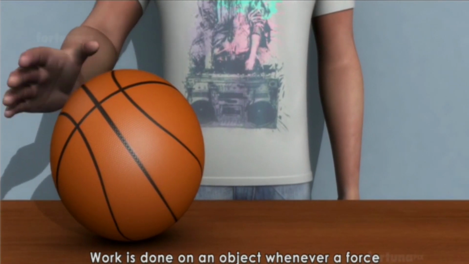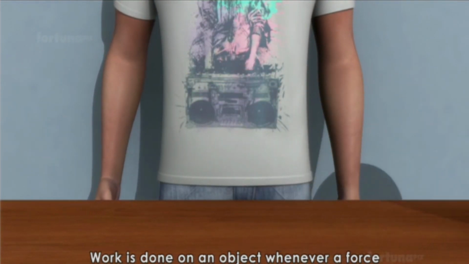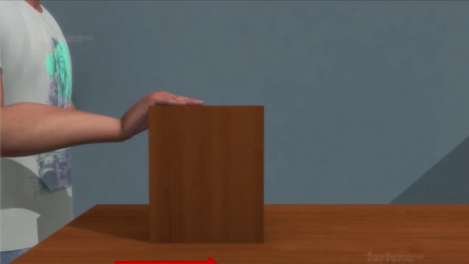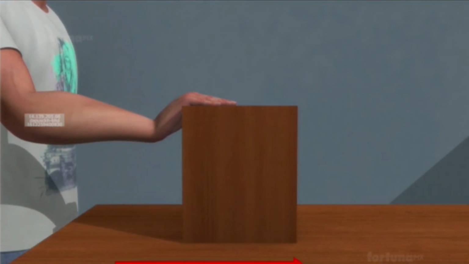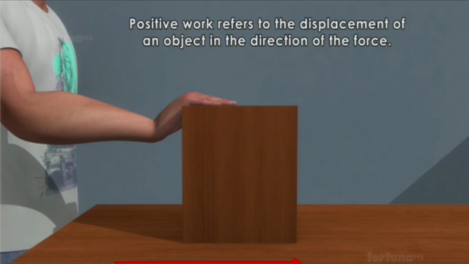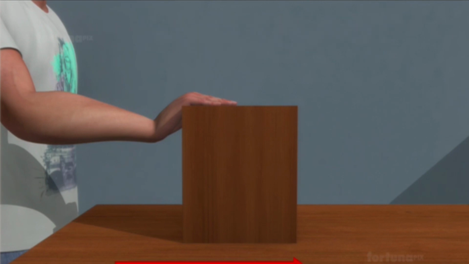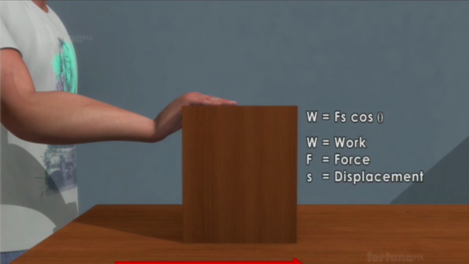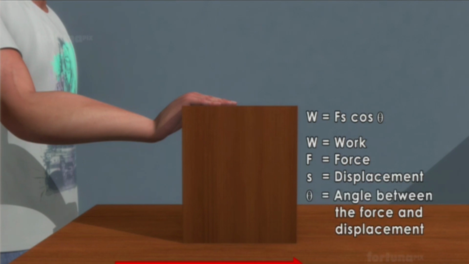Work is done on an object whenever a force causes a displacement. When a block of wood is pushed, it will move from point A to point B. The object's displacement is referred to as work done. Positive work refers to the displacement of an object in the direction of the force. When work done is parallel to a surface, we use a simple equation. W is equal to Fs cos theta, where W is work, F is force, S is the displacement, and theta is the angle between the force and displacement. In the case of our wood block, the angle between force and displacement is 0.